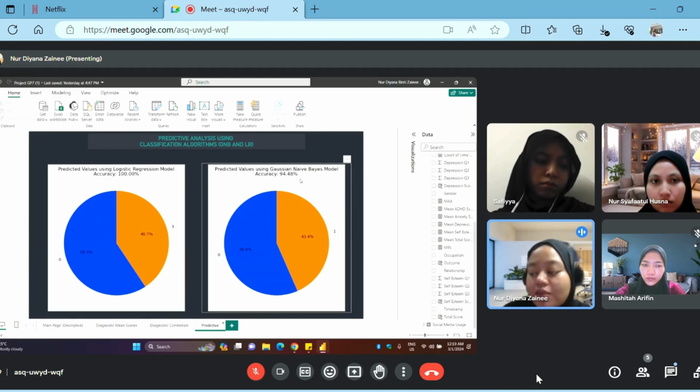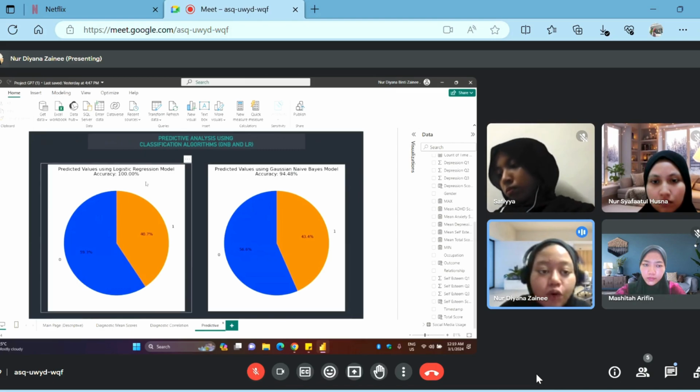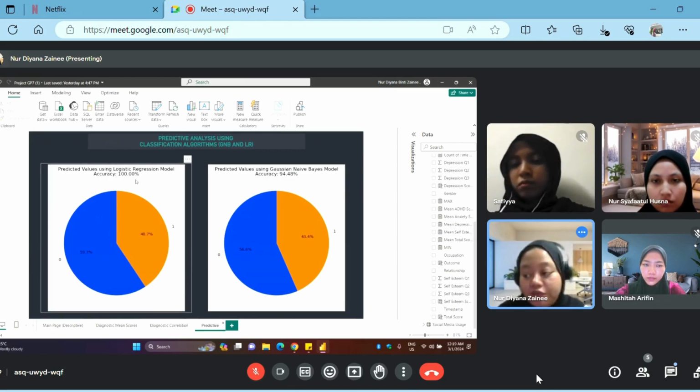I'm going to explain a little bit about GNB, which is the Gaussian naive Bayes model. It's about guessing based on patterns and predicting based on probability. Meanwhile, the logistic regression is about binary classification by predicting the probability, such as yes or no, true or false, or 0 or 1.